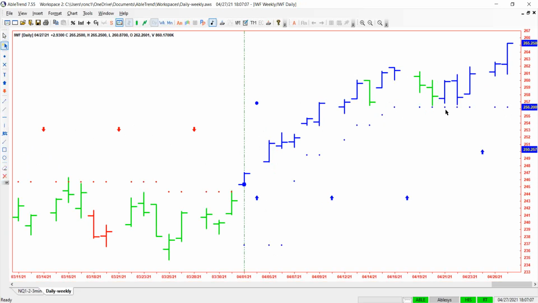And here's a perfect example of it right there. If you don't believe me, there's an example right there. It came down, hit the blue dot, bounced off, and it went back up. Cool stuff. Really nice. Very, very profitable and very helpful.